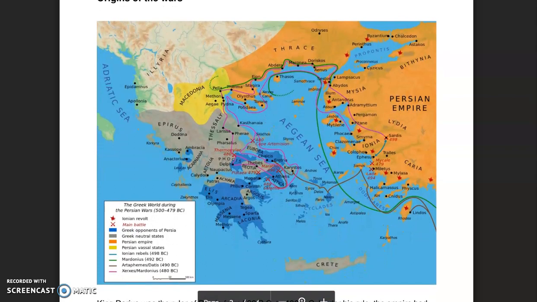This map is going to be important to take note of. You want to make sure you're looking at the key and everything the map entails because that is a question in your worksheet.